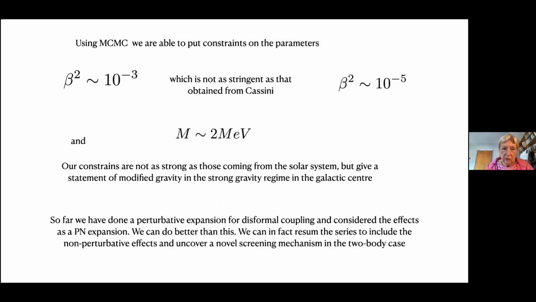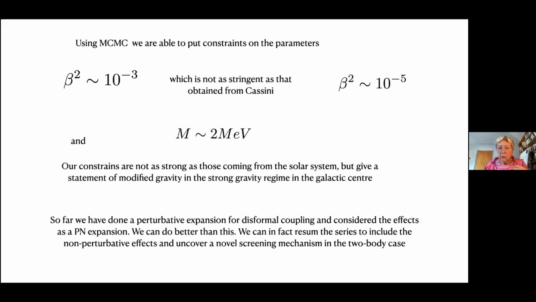We used Monte Carlo Markov chains and got that beta squared was around 10 to the minus 3. The Cassini satellite has beta squared as 10 to the minus 5. That's observing the radio waves coming from Saturn, where poor old Cassini was based, deflecting around the sun to us. And for the capital M, it was 2 MeV. So they're not that strong, but it gives you a very different application of looking at these effects in the strong gravity regime at the galactic center.